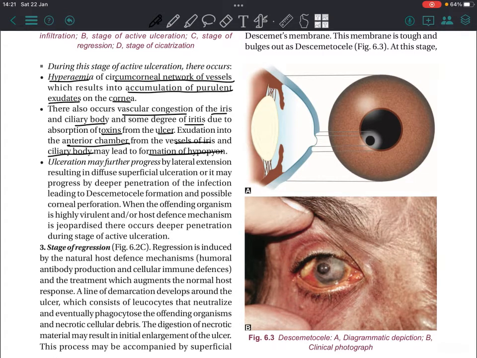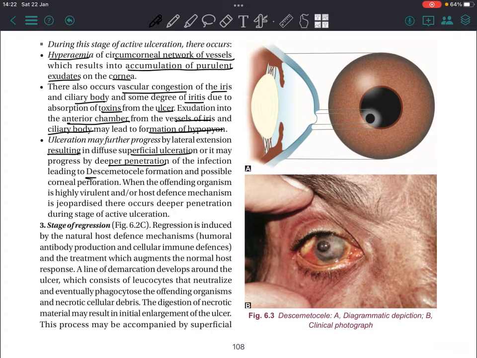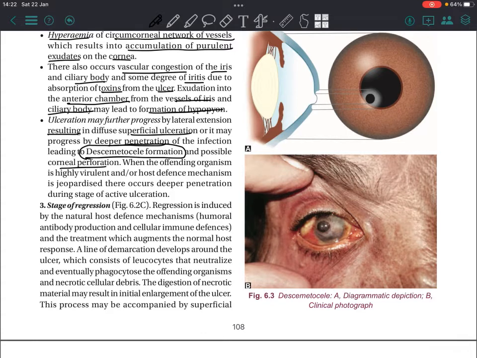Ulceration may further progress by lateral extension, resulting in diffuse superficial ulceration, or it may progress to deeper penetration of infection leading to descemetocele formation and possible corneal perforation. When the offending organism is highly virulent and host defense mechanism jeopardized, there occurs deeper penetration during the stage of active ulceration. Stage of regression.